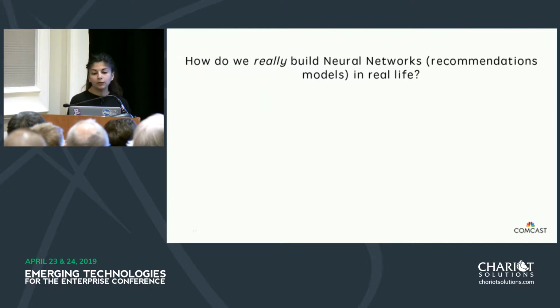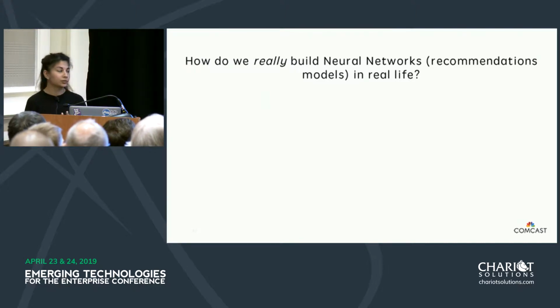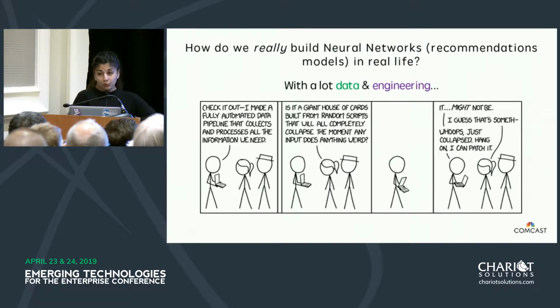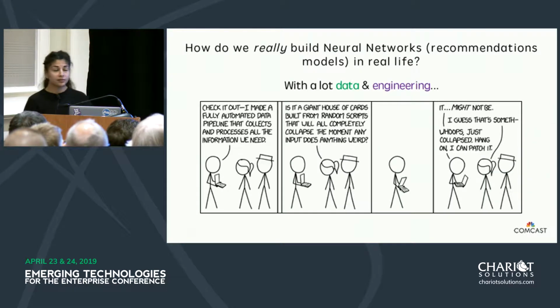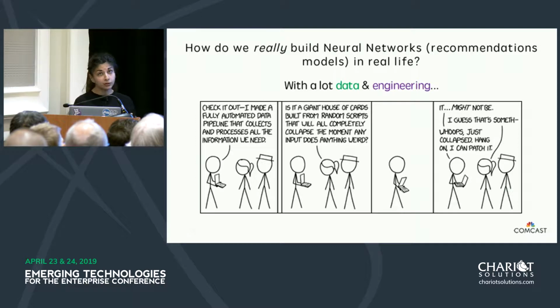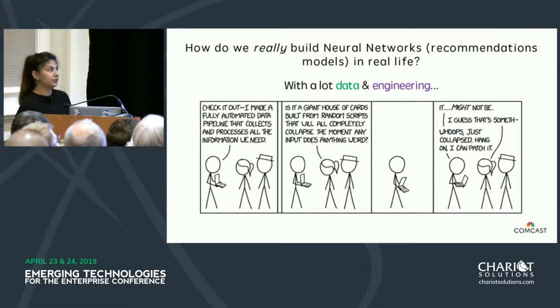All right, so how do we really build neural networks and recommendations in real life? With a lot of data and a lot of engineering, and this is the part that always gets hidden. We hear a lot about AI in the news and on commercials. There's literally a Microsoft commercial that gets aired every hour or so where Common is talking about how Microsoft uses AI for this and AI for that, which is really great. But the engineering is never really highlighted, and maybe because I'm an engineer, I think about these things.